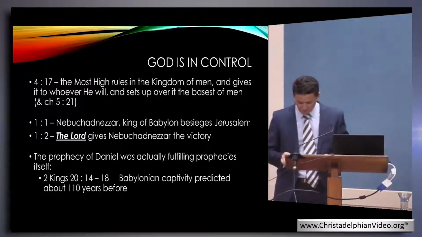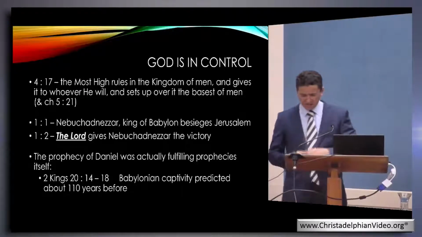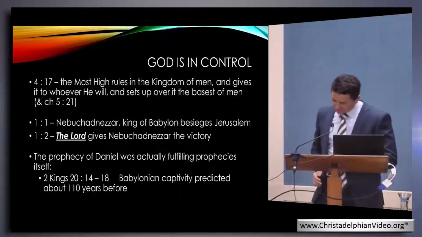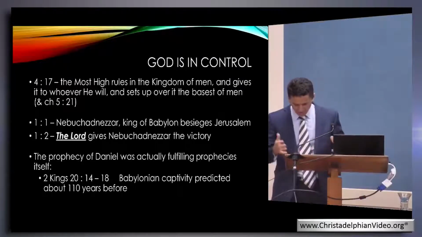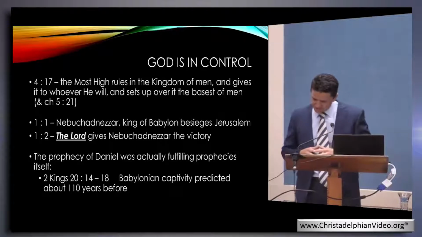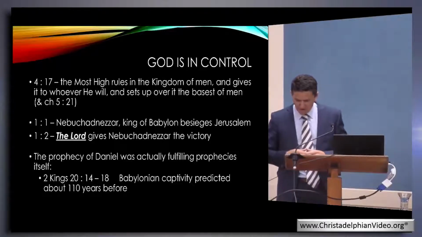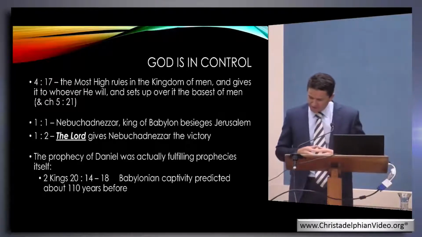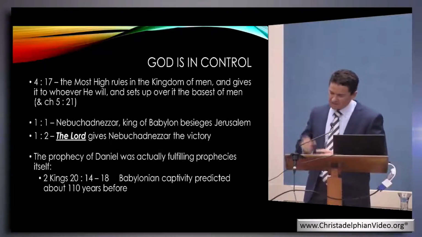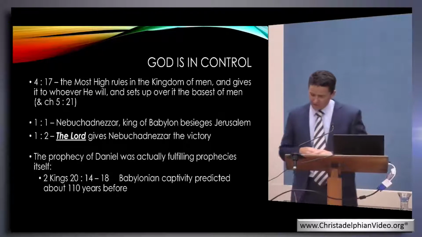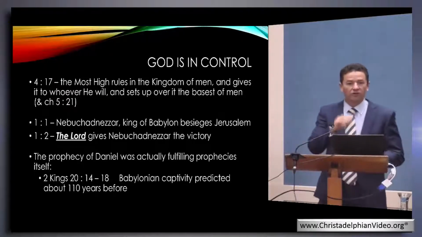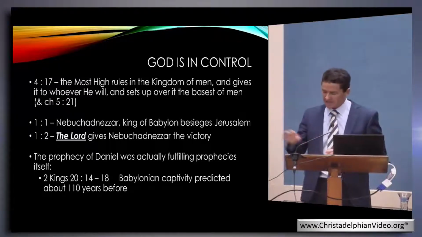Daniel chapter 4 and verse 17, and this is an interpretation that Daniel's giving about a dream. And Daniel says in verse 17, this matter is by the decree of the watchers and the demand by the word of the holy ones, to the intent that the living may know that the Most High rules in the kingdom of men, and gives it to whomsoever he will, and sets up over it the basest of men. So God chooses who's going to be in control at any particular time.